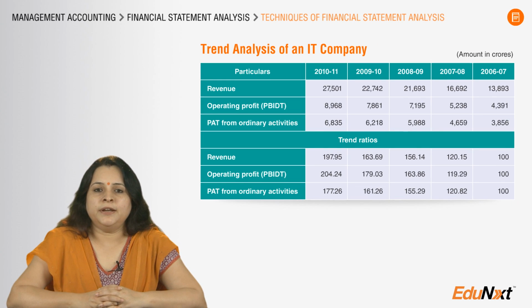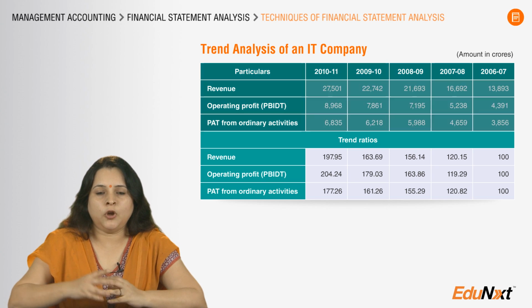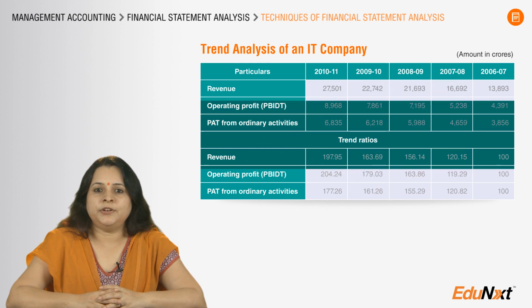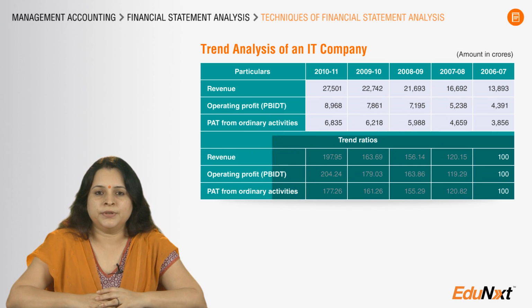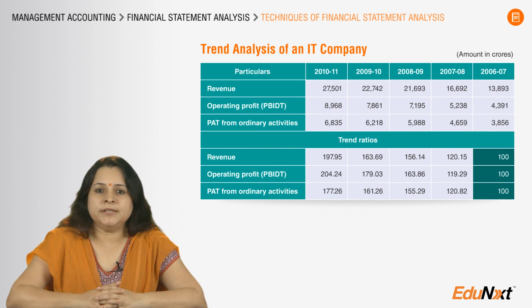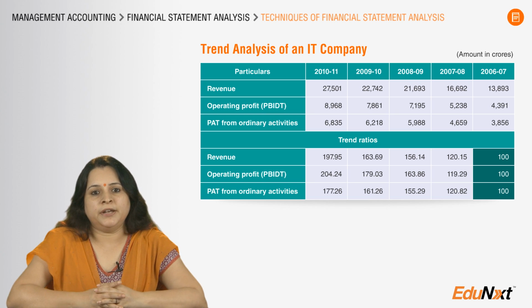Let us now look at the trend analysis of an IT company. The absolute amounts are mentioned in the top half of the table and the trend ratios in the rows below. As you can see, in 2006-2007, all the amounts have been taken as 100. So, 2006-2007 is considered as the base year for calculating the trend ratios.